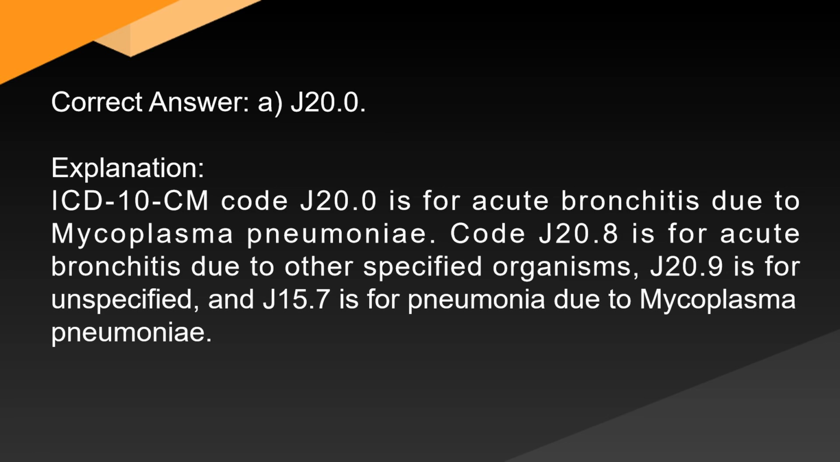ICD-10-CM code J20 is for acute bronchitis due to Mycoplasma pneumoniae. Code J28 is for acute bronchitis due to other specified organisms. J29 is for unspecified, and J15.7 is for pneumonia due to Mycoplasma pneumoniae.